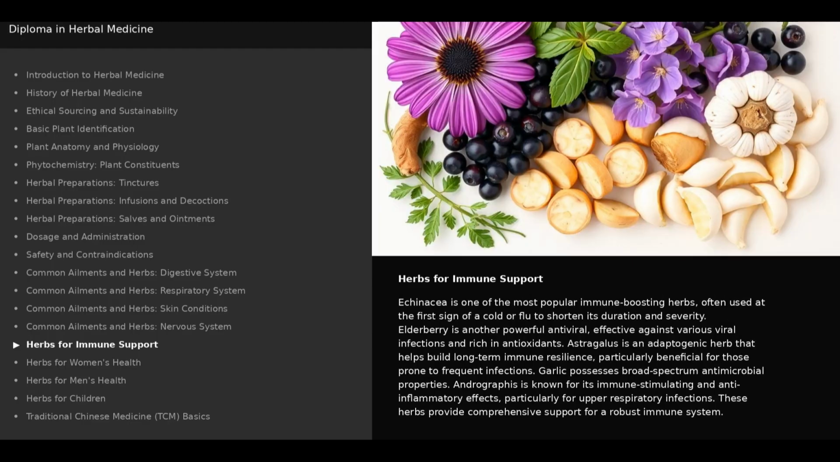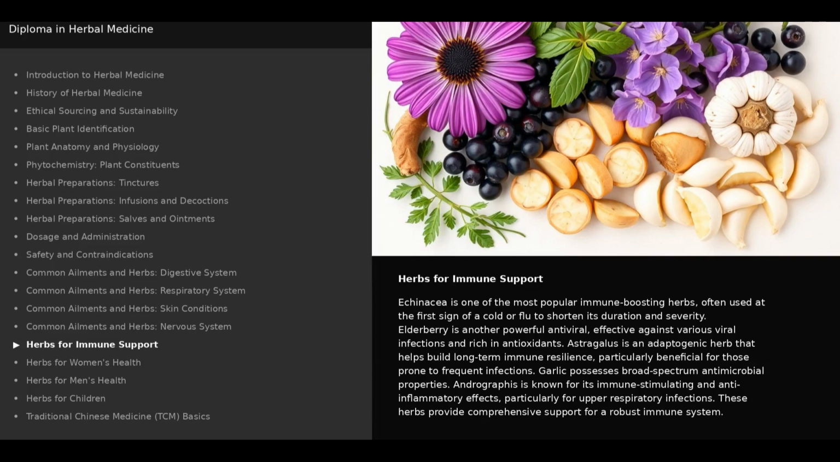Echinacea is one of the most popular immune-boosting herbs, often used at the first sign of a cold or flu to shorten its duration and severity. Elderberry is another powerful antiviral, effective against various viral infections and rich in antioxidants. Astragalus is an adaptogenic herb that helps build long-term immune resilience, particularly beneficial for those prone to frequent infections.